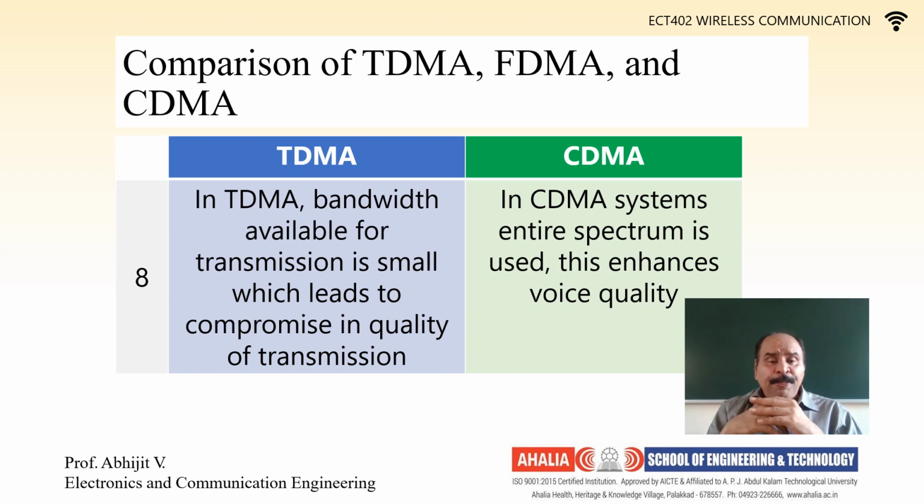In TDMA, bandwidth available for transmission is small, which leads to a compromise in transmission quality. For both TDMA and FDMA, we have a limitation with respect to bandwidth. In CDMA, we are using the entire frequency spectrum. So whenever you use the entire frequency spectrum, what happens? The quality naturally increases, right?